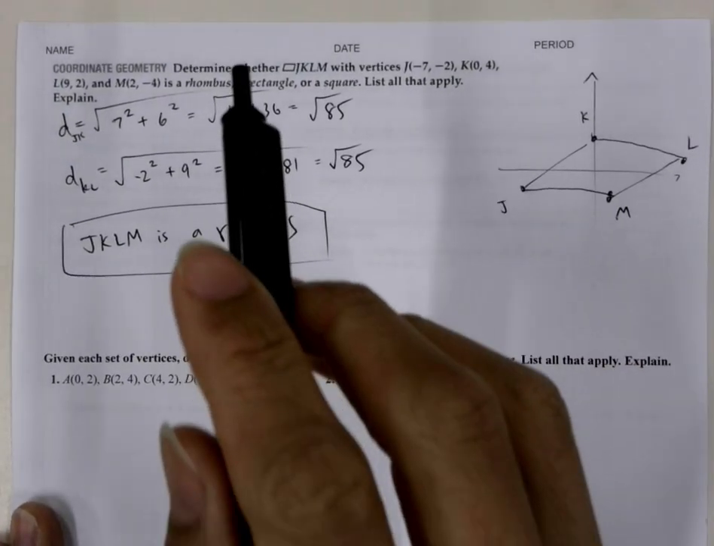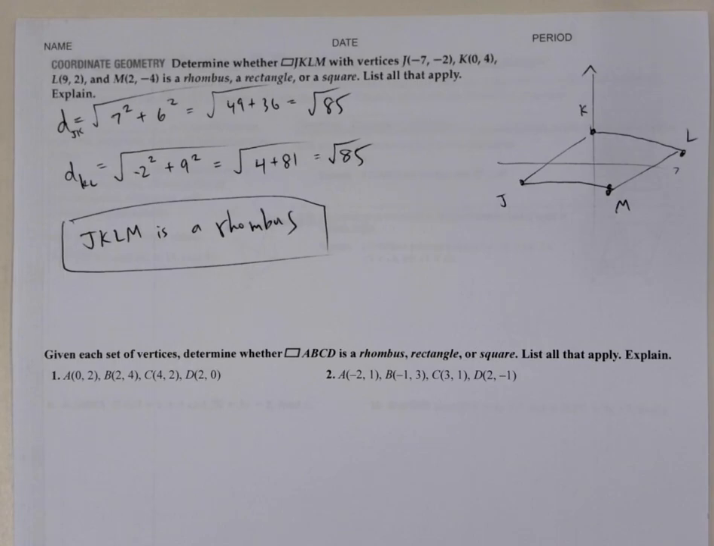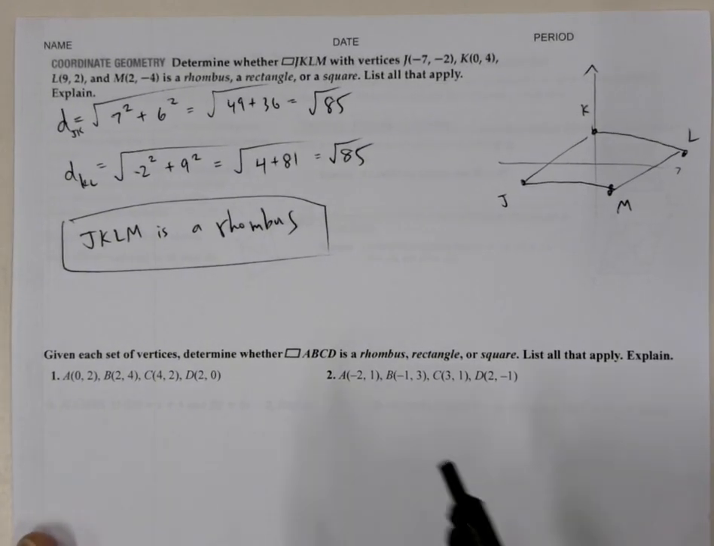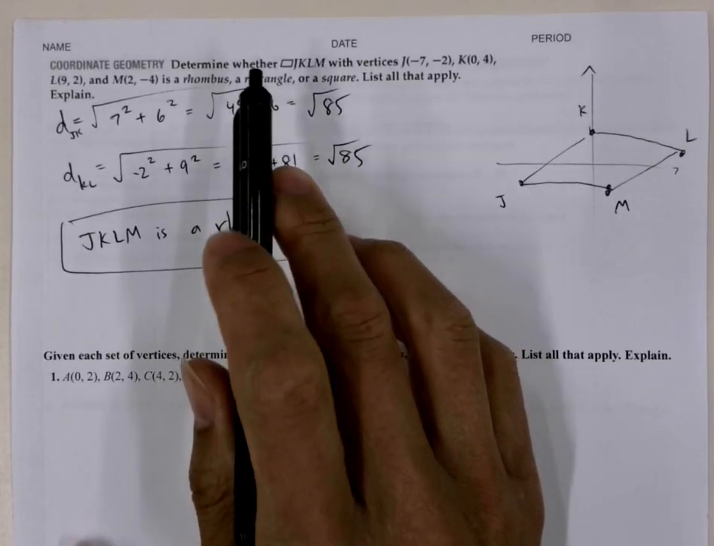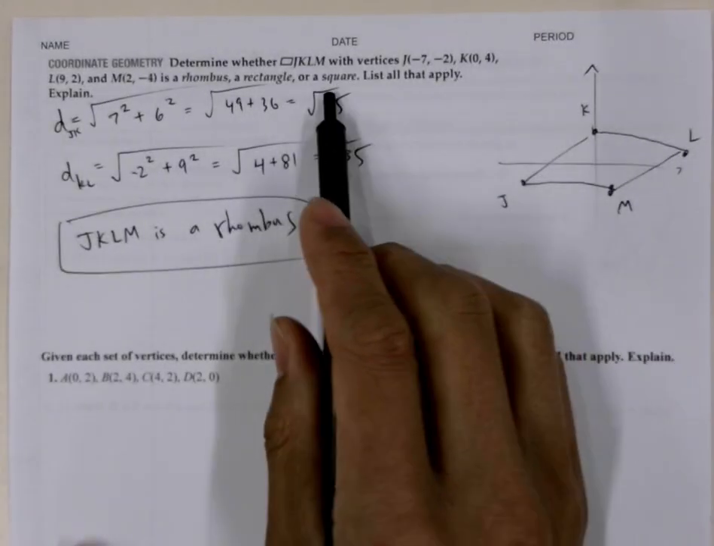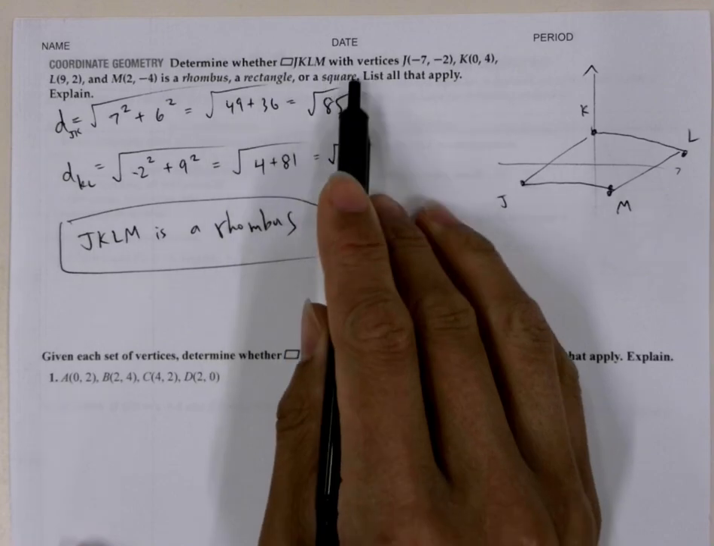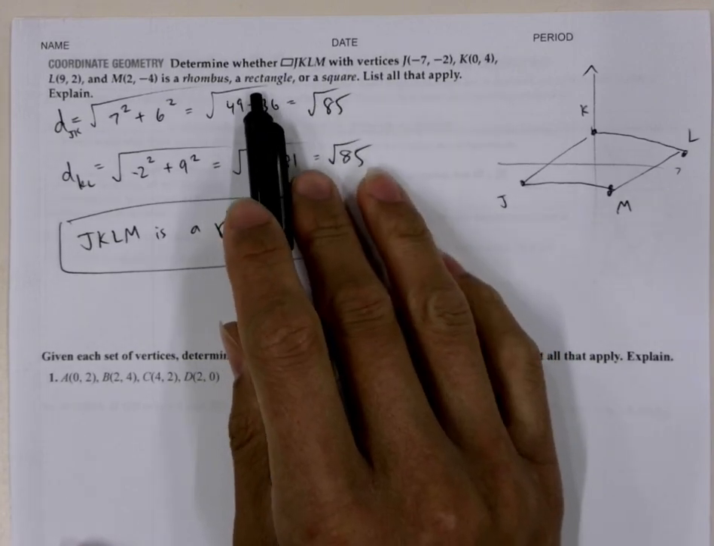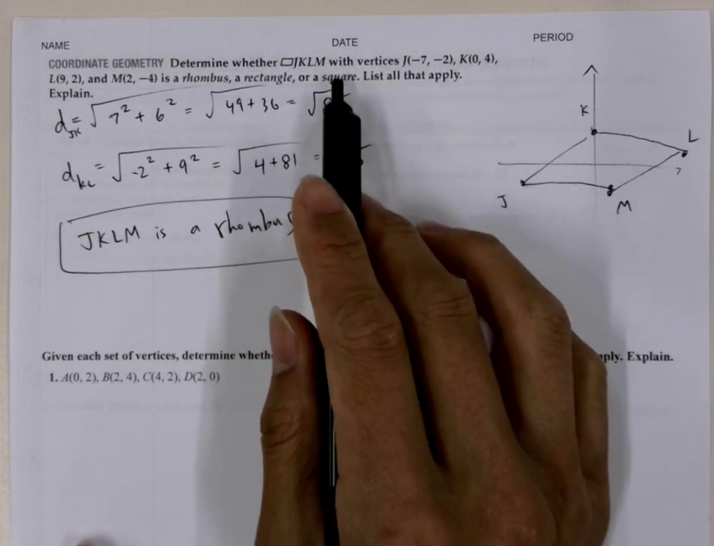How would you prove if it's a rectangle? You could prove a rectangle by diagonals congruent. If the parallelogram's diagonals are congruent, then it is a rectangle. How could you prove a square? You can prove a square by showing diagonals congruent, meaning it's a rectangle, and all the sides are congruent.